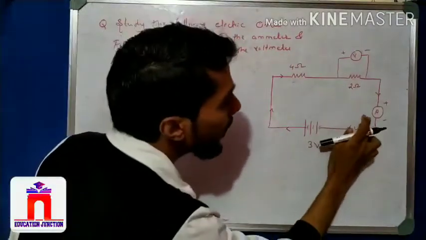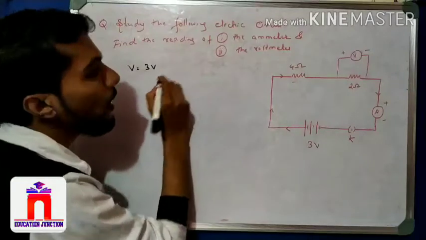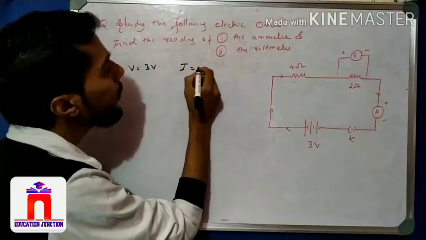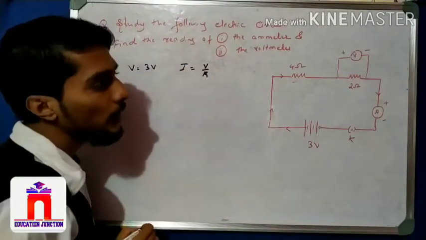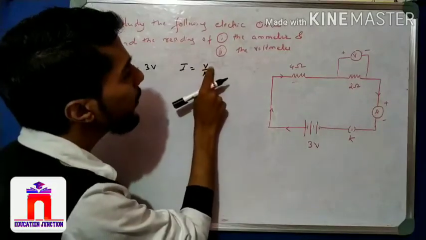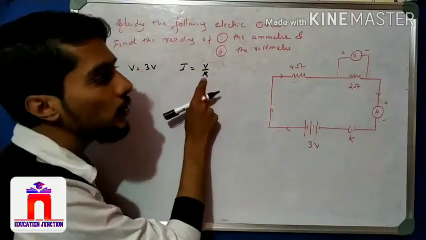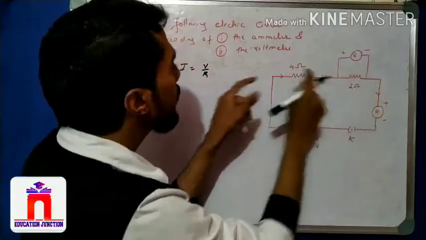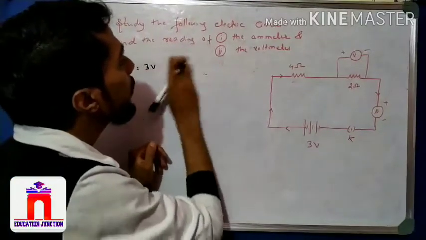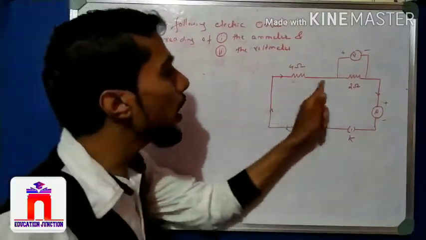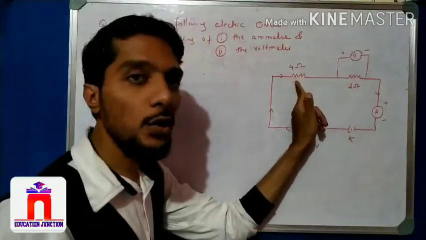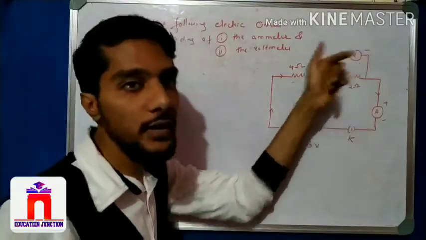So to find the current, we use the formula I is equal to V by R, Ohm's law. If you want to calculate current, we require V and we require R. There are 2 resistors, so which one do we take? Study that these 2 are resistances in series. So first we have to find the total resistance, then we find the current.